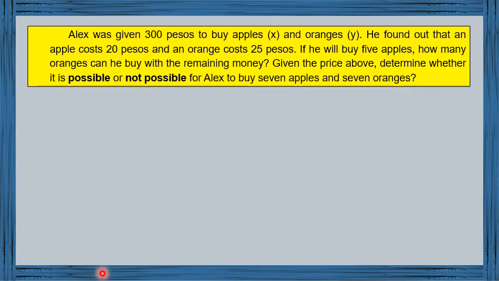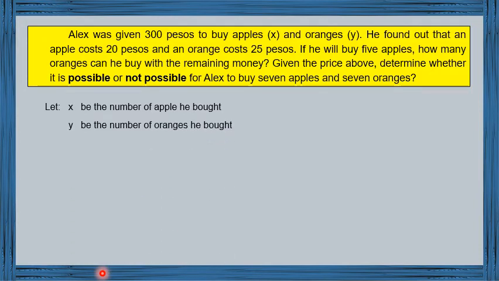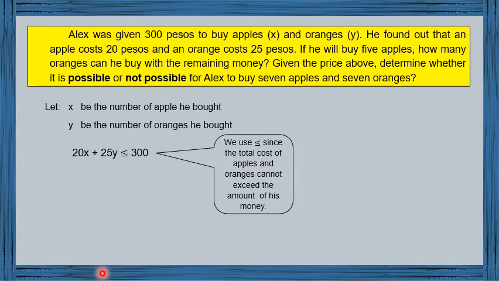Alex was given 300 pesos to buy apples and oranges. He found out that an apple costs 20 pesos and an orange costs 25 pesos. If he will buy 5 apples, how many oranges can he buy with the remaining money? Given the price above, determine whether it is possible or not possible for Alex to buy 7 apples and 7 oranges. The first step, we're going to let x be the number of apples he bought and y be the number of oranges he bought. 20x plus 25y less than or equal to 300. This symbolizes that the total cost of apples and oranges cannot exceed the amount of his money.